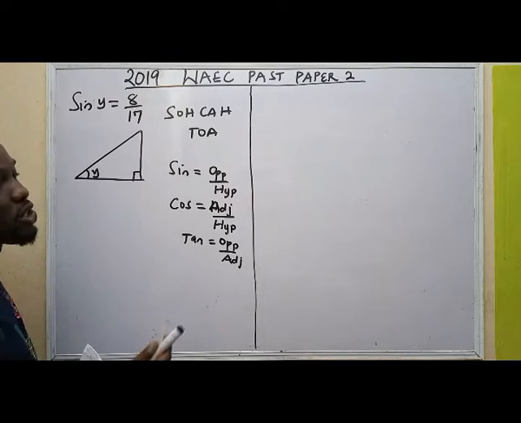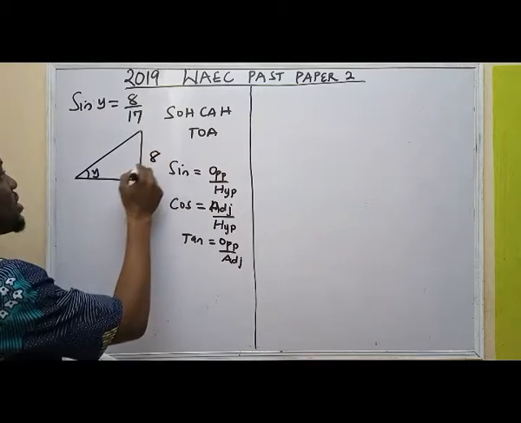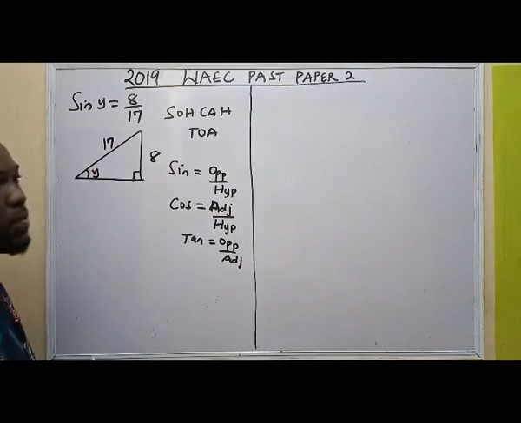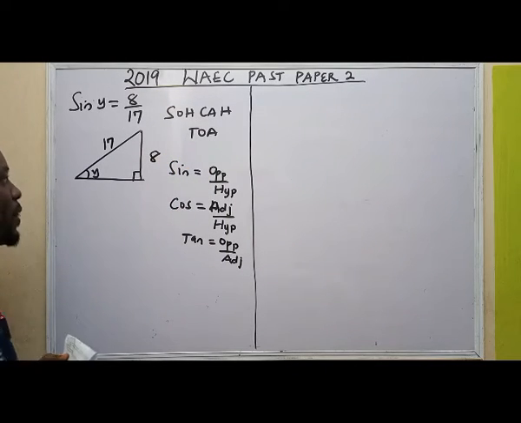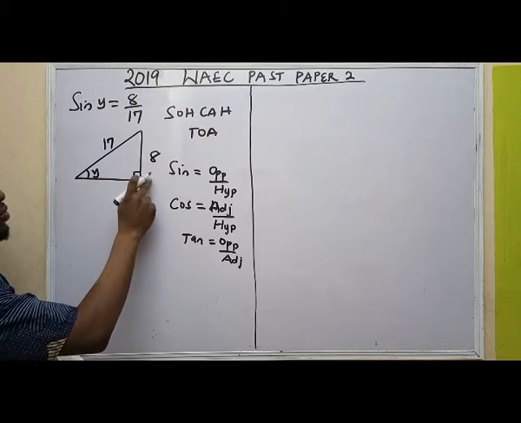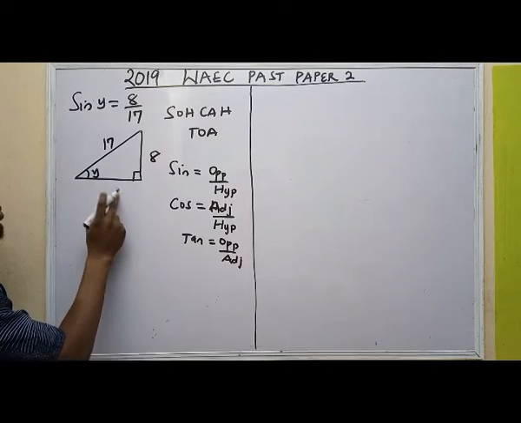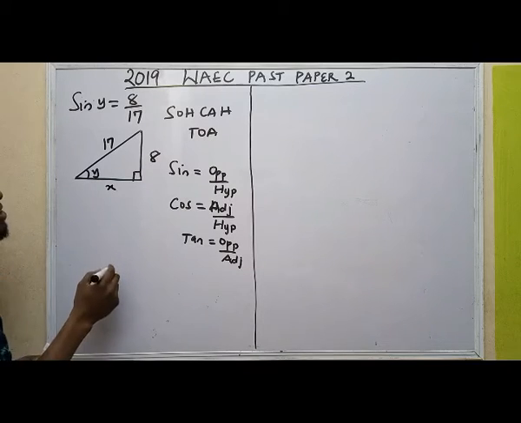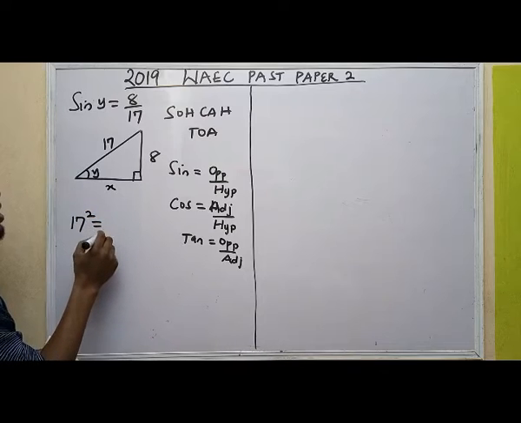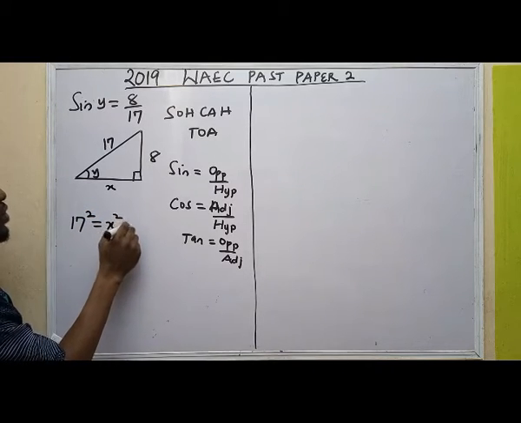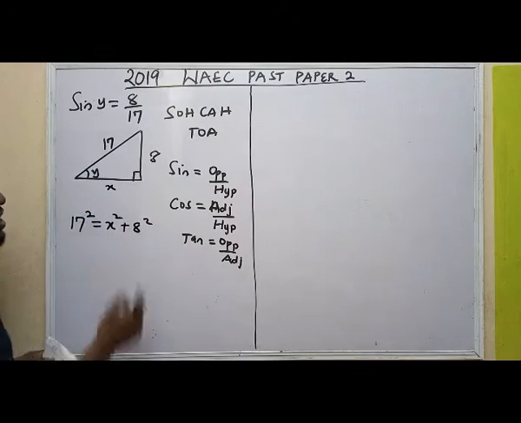Now I want to get an expression for tan y. So this is opposite. Opposite is 8, hypotenuse is 17. Now I need the adjacent side, so I'm going to use Pythagoras theorem to get this side. I can say let this side be x. Pythagoras theorem states that the hypotenuse squared equals the sum of the squares of the opposite and the adjacent side. This is the opposite side, 8 squared, the adjacent side is x squared.